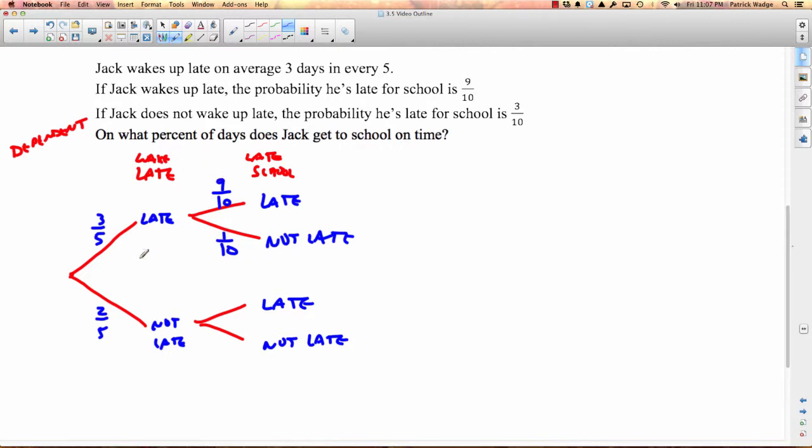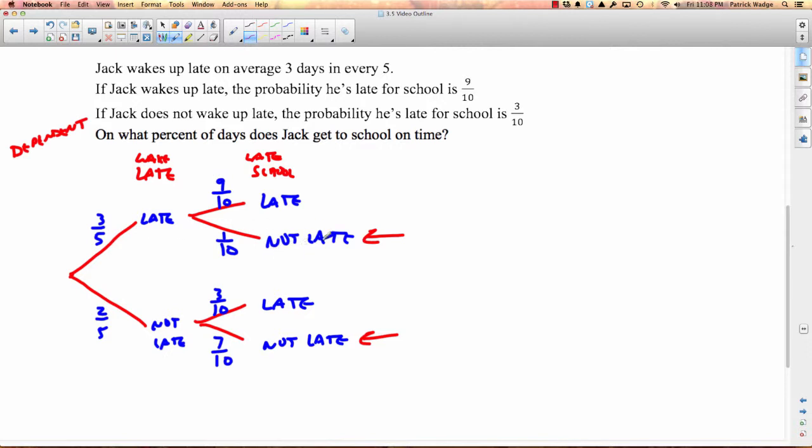If he didn't wake up late, there was a 2 out of 5 probability of that. The probability he's late for school is now only 3 out of 10. So 3 out of 10 here. If it's 3 out of 10 there, how much here? 7 out of 10. Awesome. What's the question? On what percent of days does Jack get to school on time? Late, late. That didn't work. Late, not late. He didn't end up late here. This is a good one. Not late, late. No, he was late. Not late, not late. This is the best of all. Woke up not late and got to school not late. Oh, students who are like this are just wonderful.